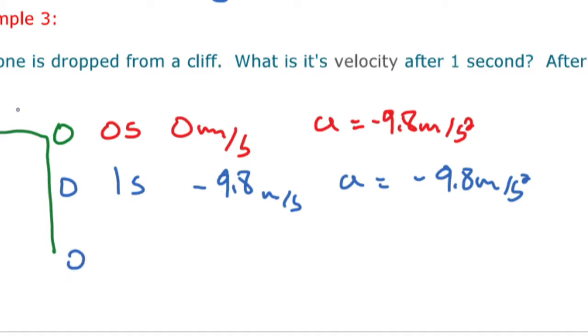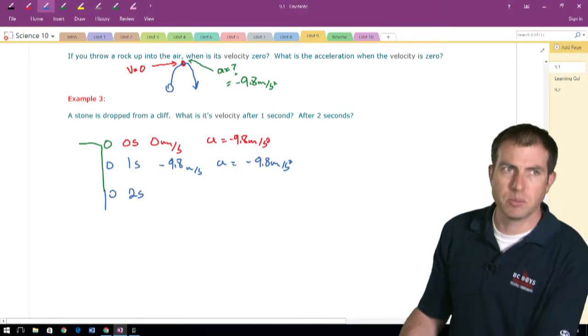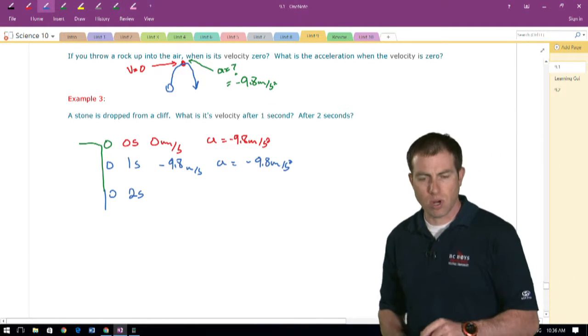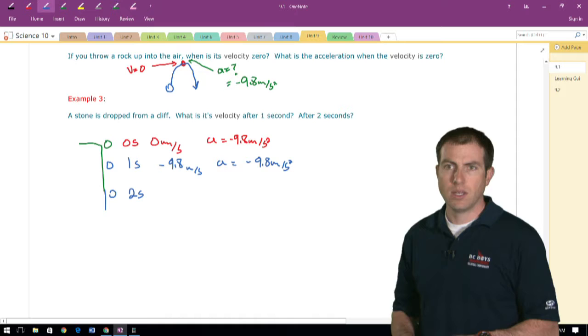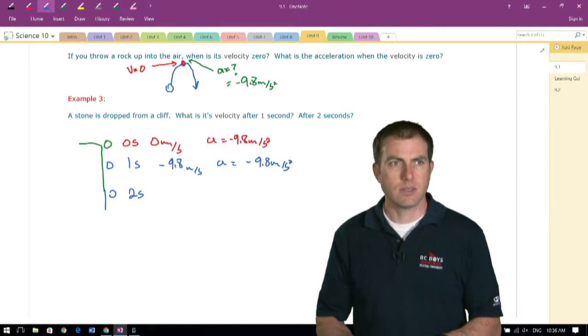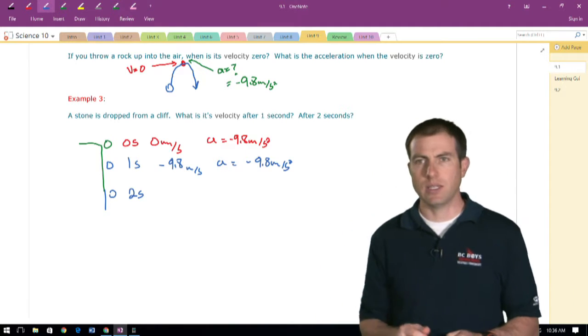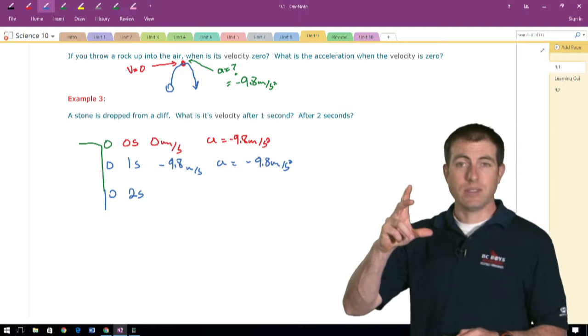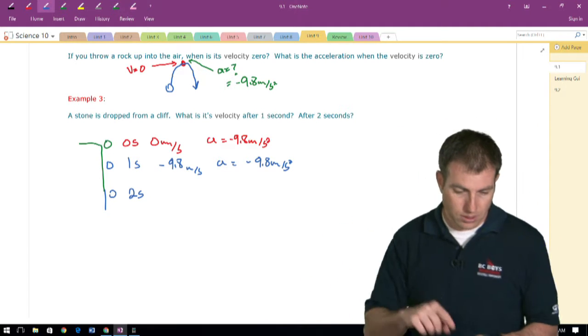Object is going to go another second. All right, so we're at 2 seconds. What's my velocity going to be now? Doesn't matter what the object is. Rock, you, me, my smoothie, 9.8 meters per second every second. It was going 9.8. It should be going 19.6.